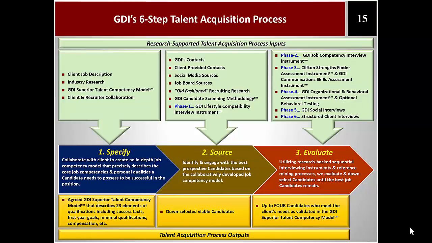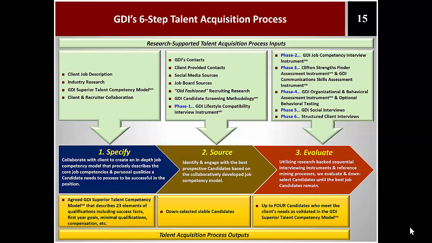Now, to give you a sense of what you're stepping into, there are 6 major steps to the process. The first 3 are on this page: specify, source, and evaluate. Specify is really about us working with the client to come up with that superior talent competency model. That's the whole point of step 1. It's a process where we collaborate with the clients to create an in-depth job competency model that precisely describes the core job competencies and personal qualities in the candidate. In other words, this is the way we make the process fair and dignified for you.